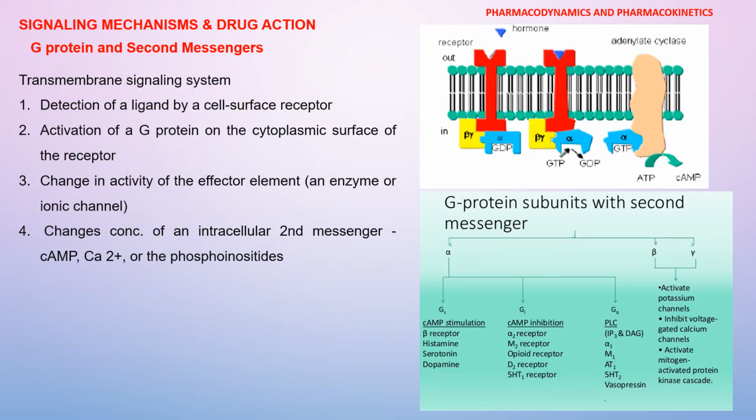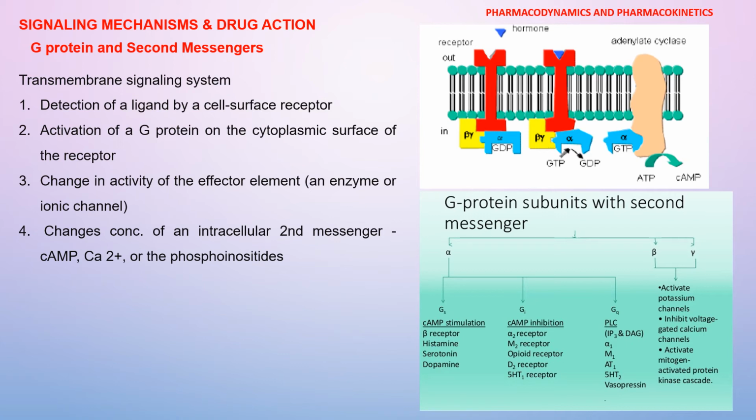The next class of receptor is the G protein receptor and second messengers. The structure of G protein receptors was discussed in detail while teaching types of receptors. In this type of receptor, the signaling mechanism involves a class of protein called G proteins, which get activated when the ligand binds to the receptor.